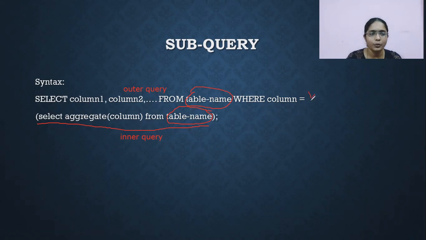Based on this particular value, which will be acting as the input for your outer query. So which query will be executed first? This inner query is going to be executed first. Then based on the result produced by the inner query, your outer query is going to be executed. This is how your subquery executes. We'll look at this example, it will make things clear.